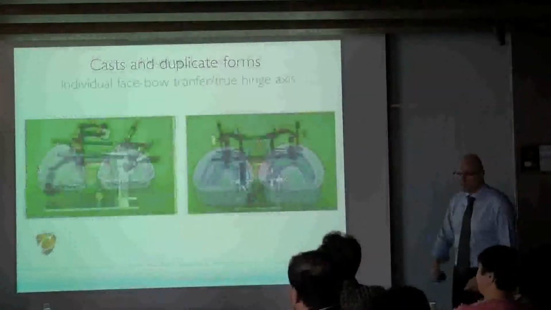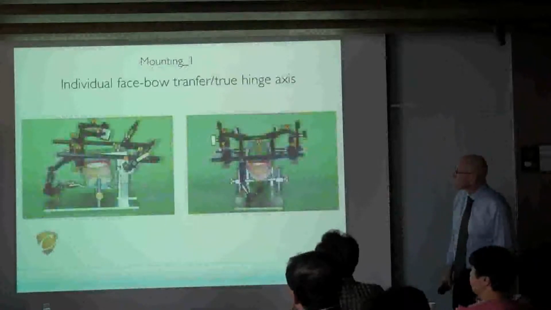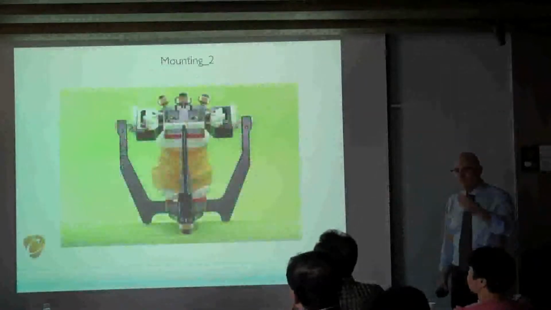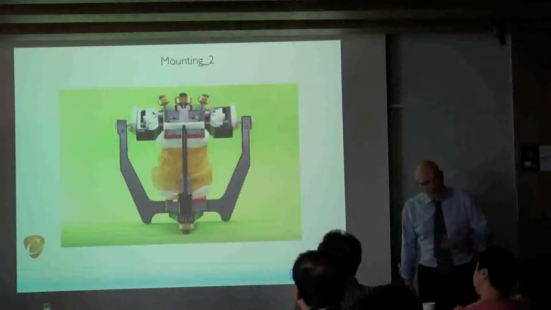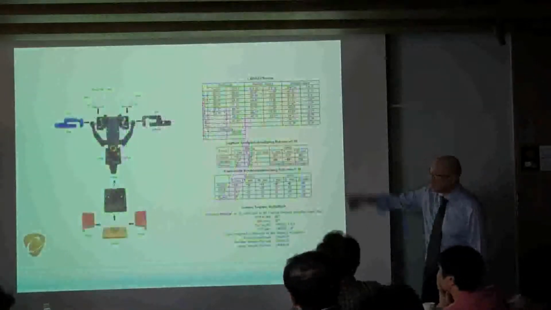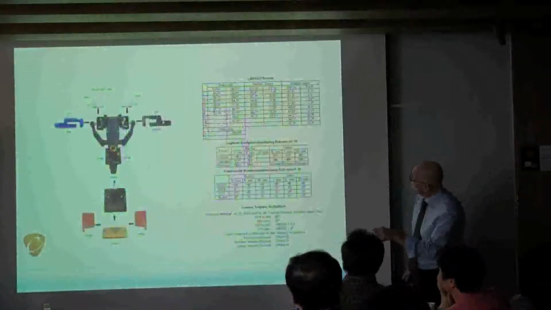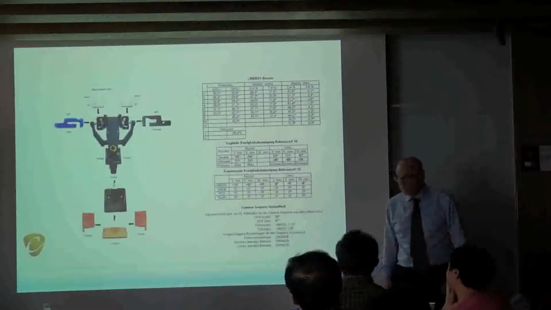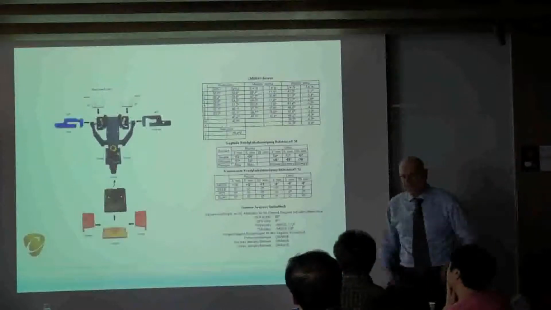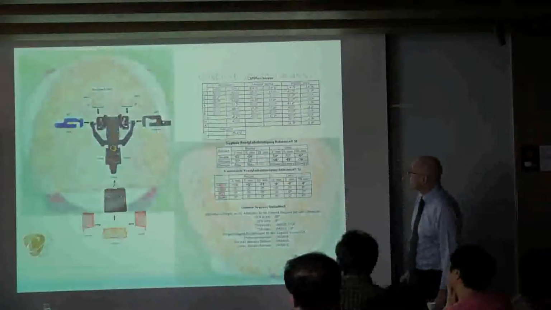This is the lab procedure for mounting. And then using the RP bite or whatever you use, you can transfer the lower model. Then you can program the articulator. For every millimeter of movement, you have a value. Now you can program the articulator any which way you want. This is only one possibility.